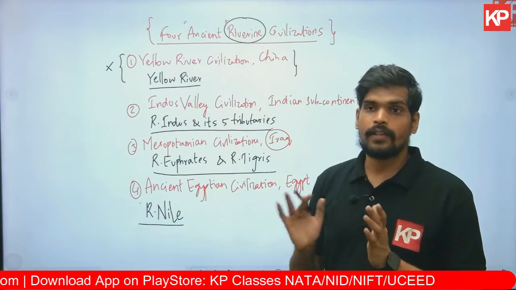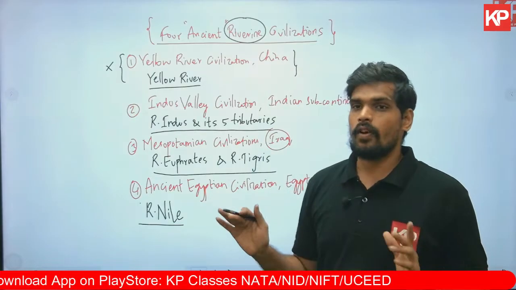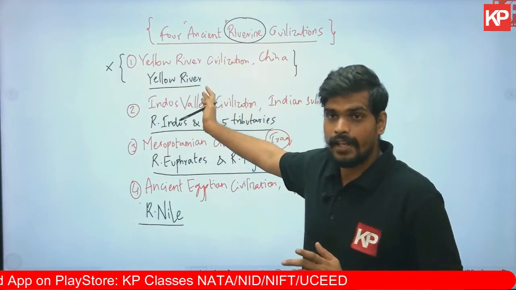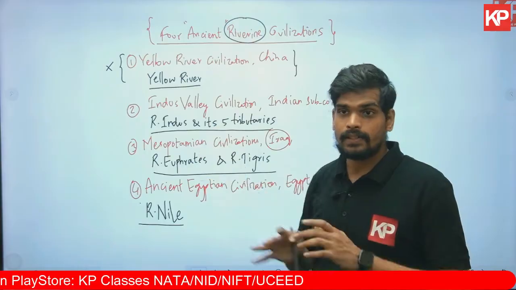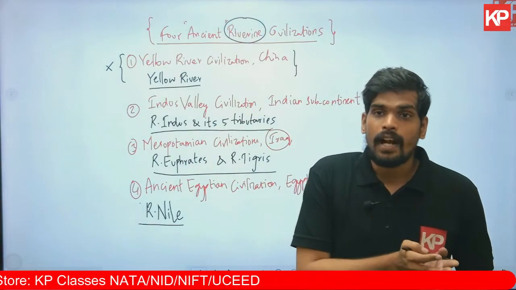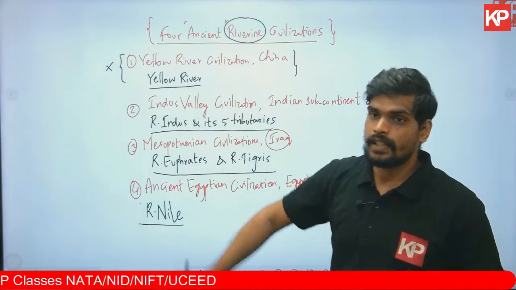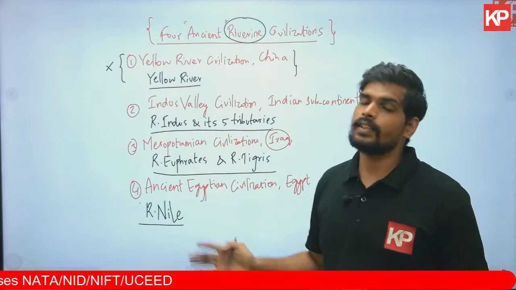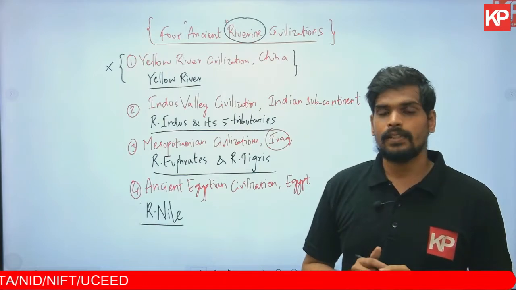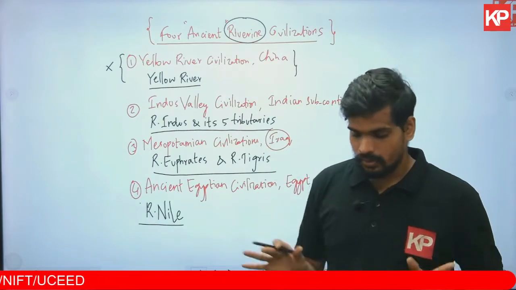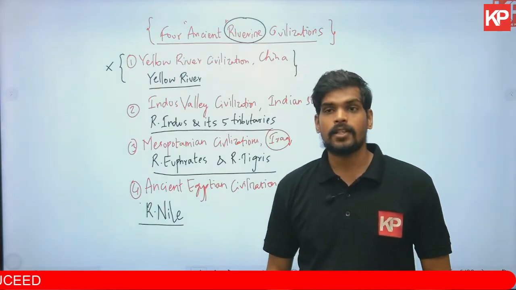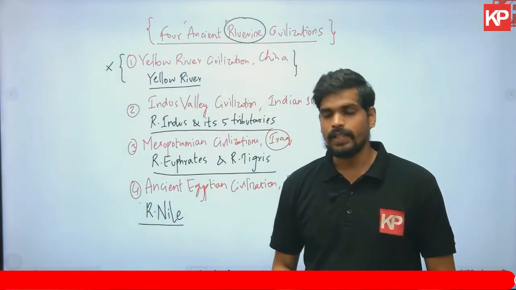Now also try to have a mental picture of the geography. This is far in the east in China, then comes Indus Valley civilization in Indian subcontinent, then in Iraq portion, that also is in Asia. 1, 2 and 3, all the 3 are in Asia. The last and final one, fourth one, is in the northeastern part of Africa. So these are the 4 centers of the ancient river valley civilizations of the ancient world.